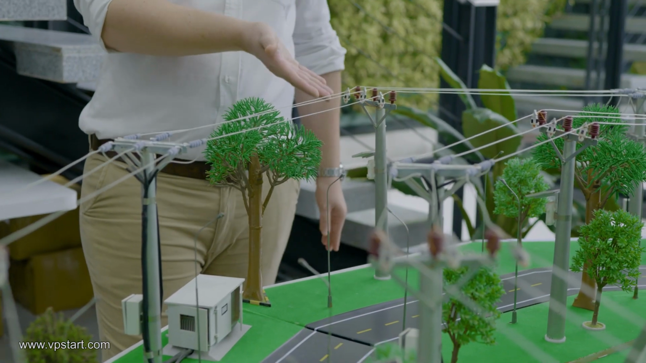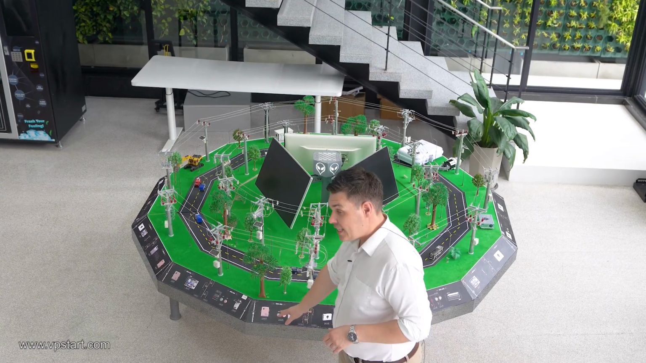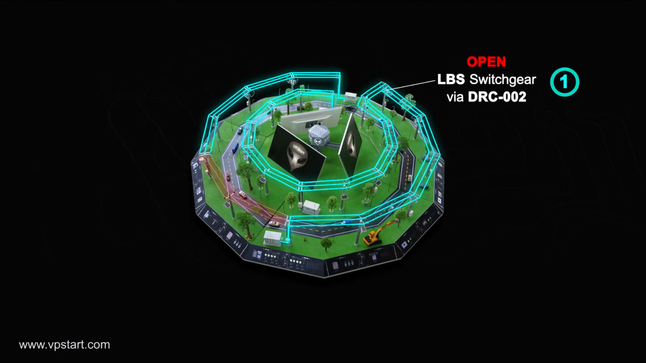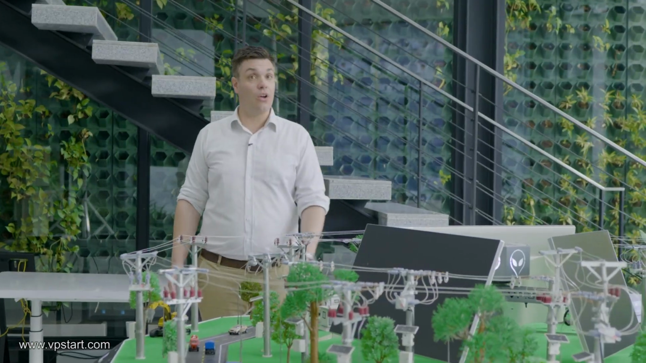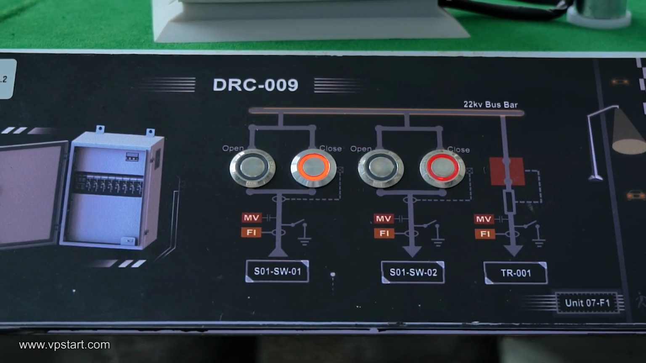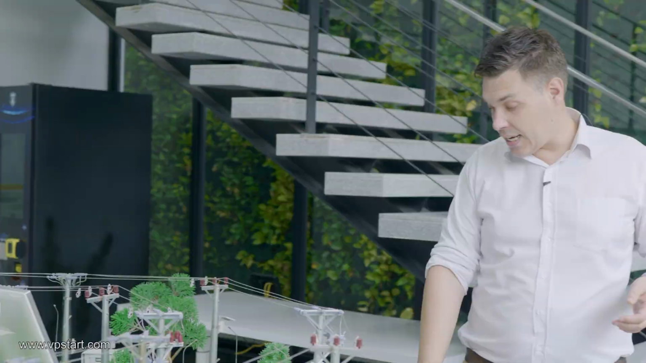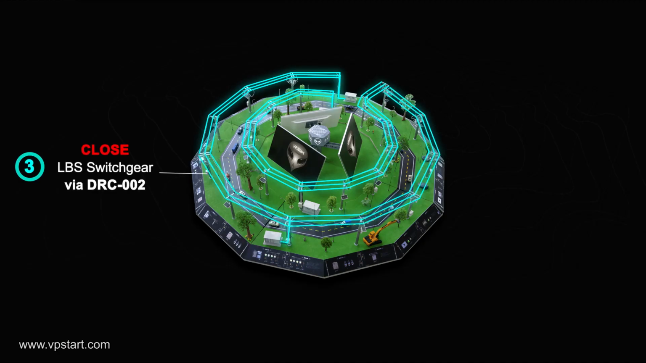Now, once the debris has been removed, at this point, because we've shared the power, this now needs to open at the DRC002. We need to come back around and close the DRC009. Therefore, we need to come to the DRC002 and close it so the electricity can now flow. So the electricity is now back on.